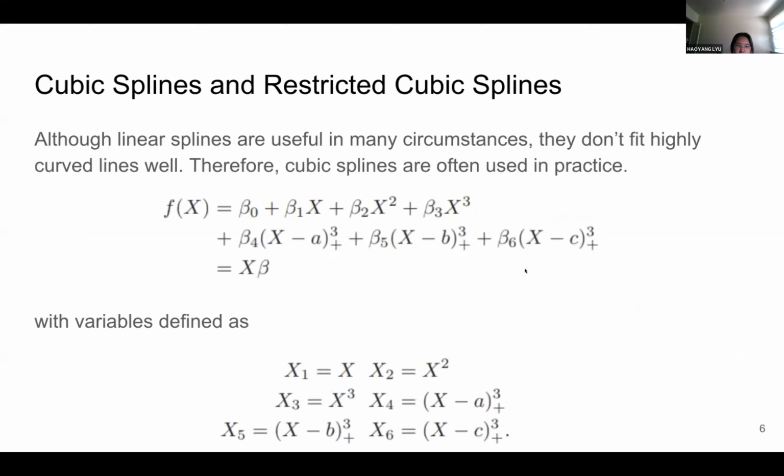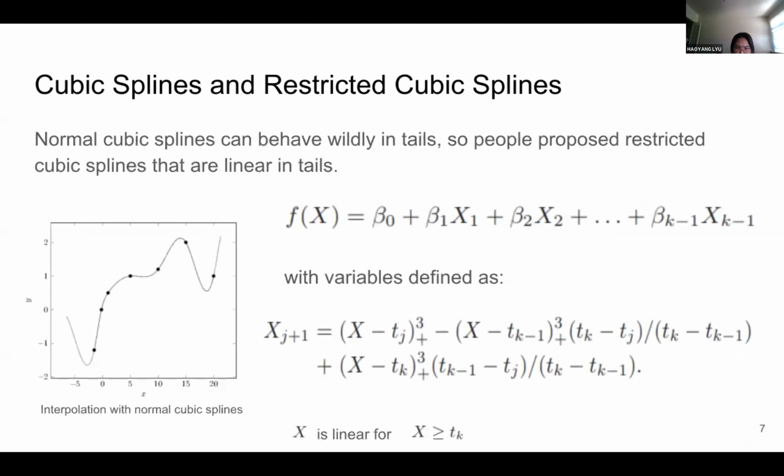Although linear splines are useful in many circumstances, they don't fit highly curved lines well. So the book proposed that in most circumstances, a cubic polynomial is enough for fitting most functions. The definition of a cubic spline is basically just splines, but you add cubic terms. So next slide, please. But there are also problems with a cubic spline: they will oscillate a lot prior to the first cutoff point and after the last cutoff point.